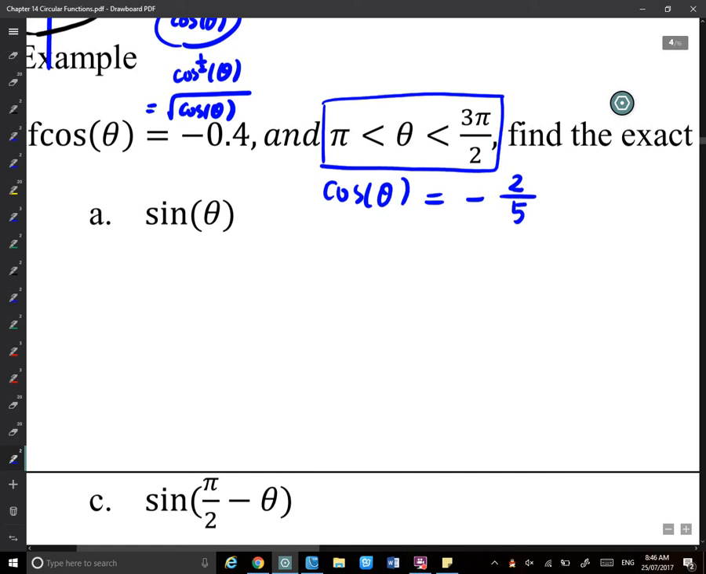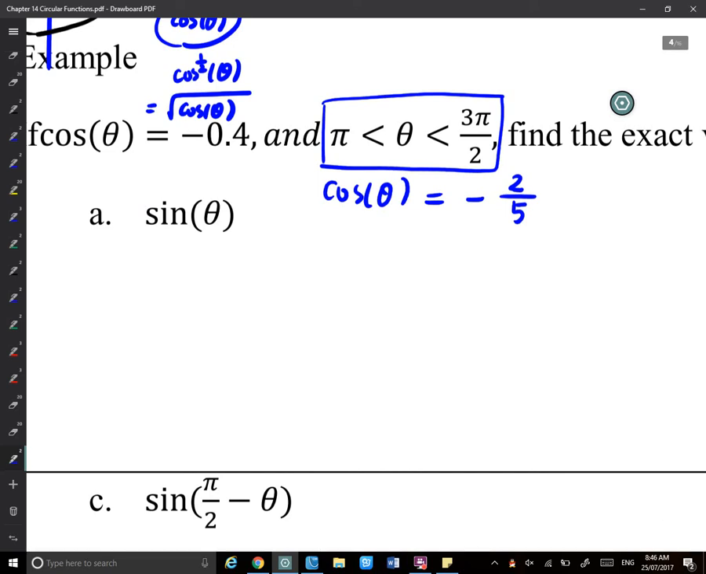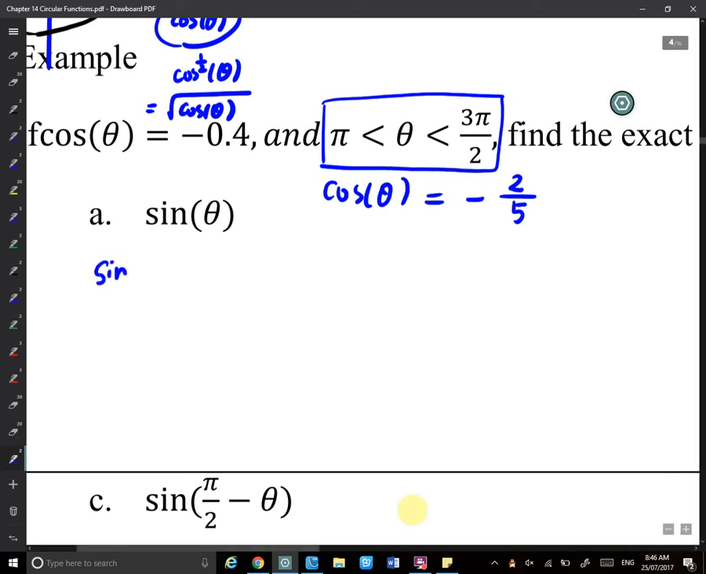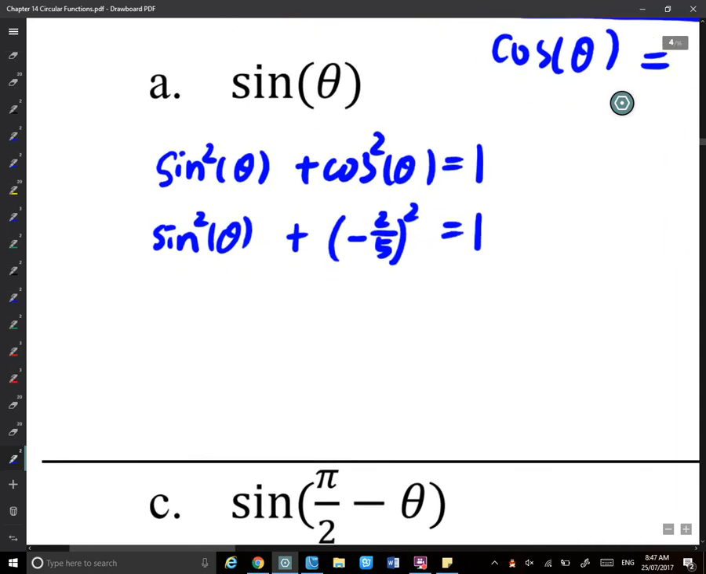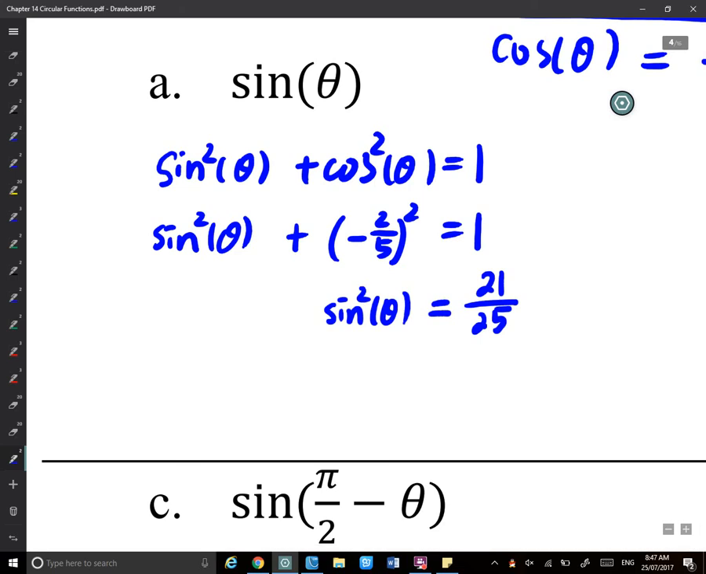Okay. Now, given the cosine value and asked for the sine value, we must use the Pythagorean identity to find that out. So the formula we have is sine squared theta plus cosine squared theta equals 1. Therefore, sine squared theta plus minus 2 on 5 squared equals 1. Then sine squared theta equals 1 minus 4 on 25. Okay, 1 minus 4 on 25 is 21 on 25.